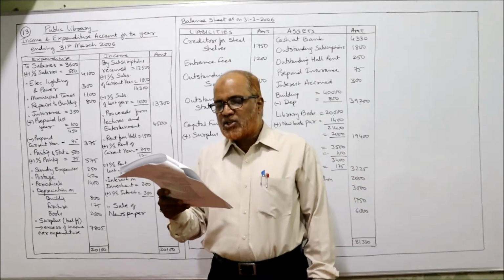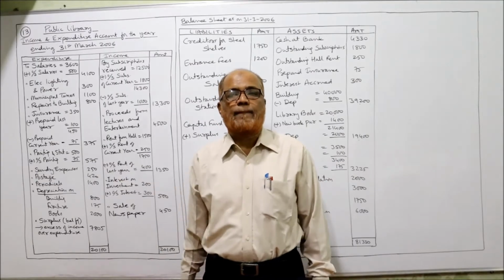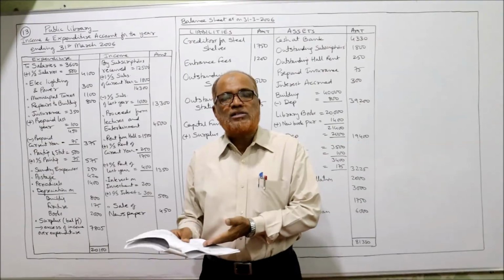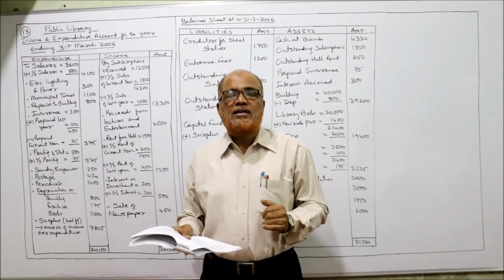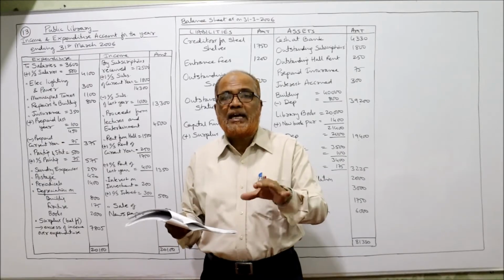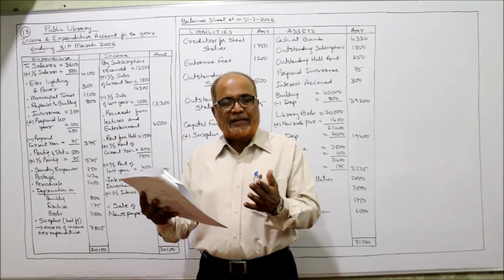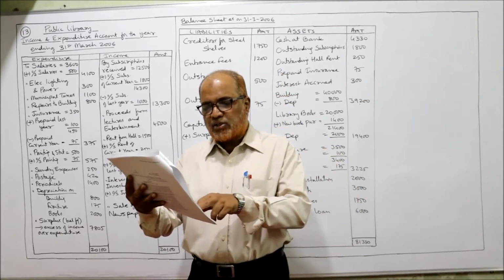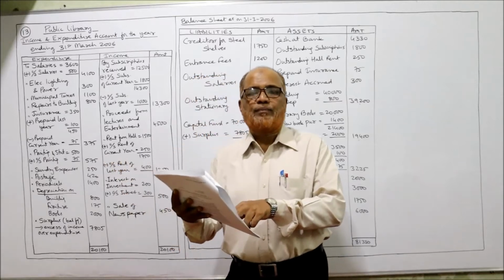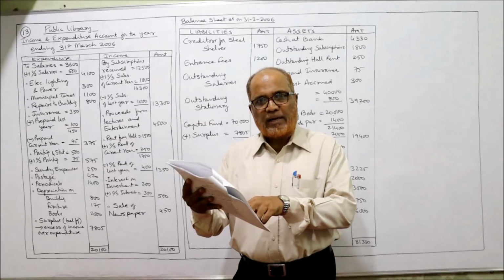Now the cash transactions for the year ending 31st March 2006 are as follows. Cash transactions means the cash book is given. So we are given the opening balance sheet, and we are given the cash book for the year ended 31st March 2006. Now debit side, receipt side: opening balance, to bank balance on 1st April 2005, 4,000. That means opening cash balance. Then to entrance fees 1,200.